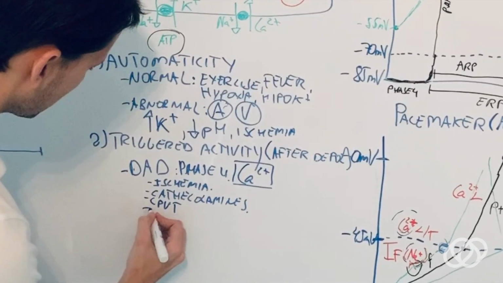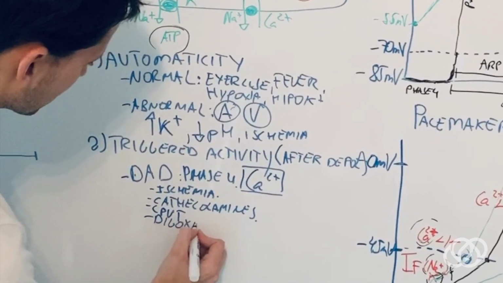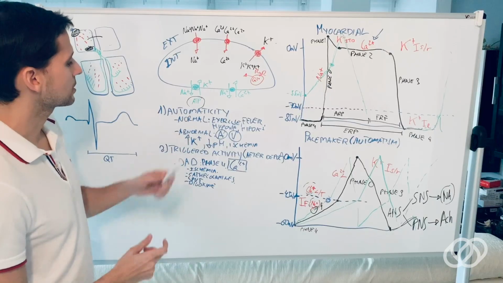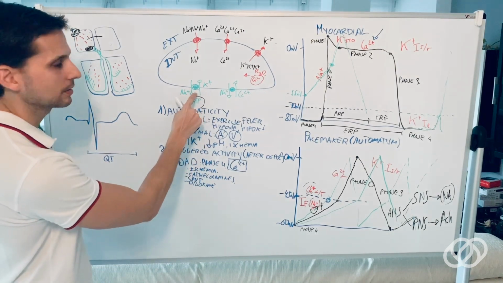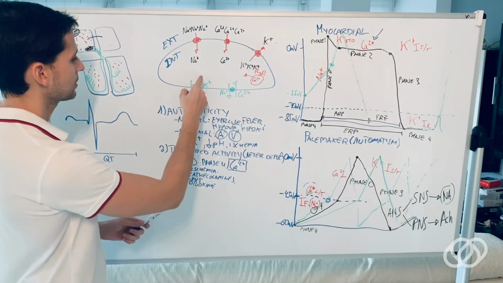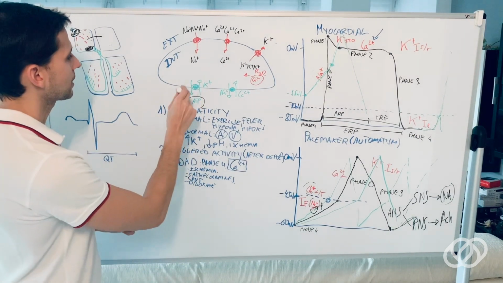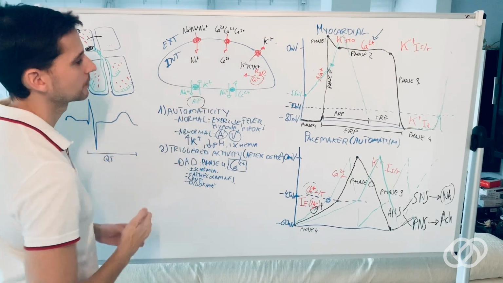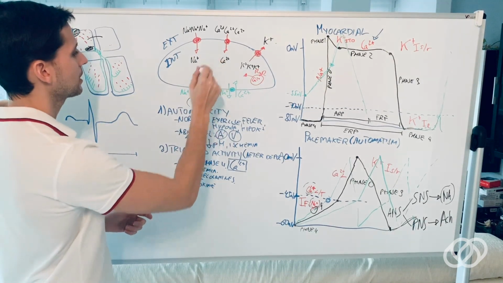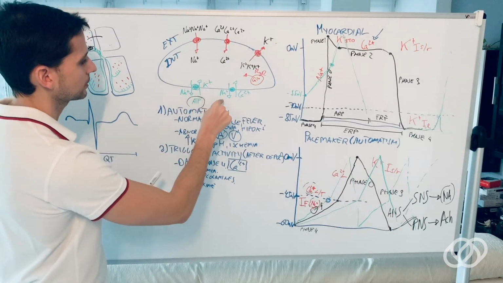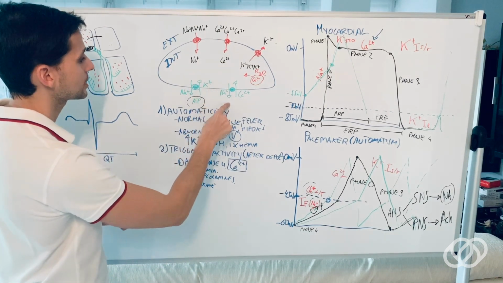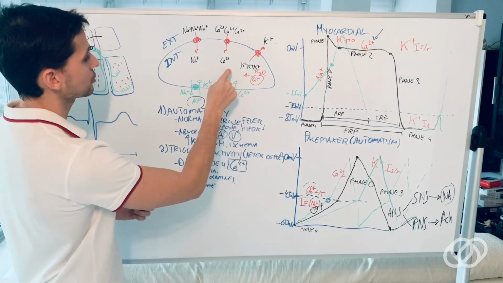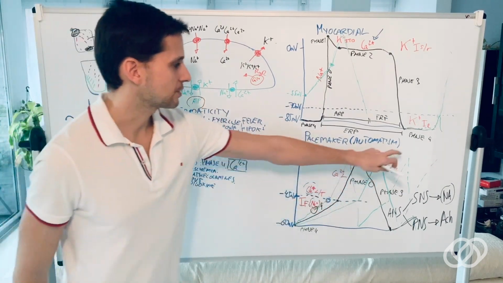And finally, another is digoxin. Digoxin, as you may know, usually blocks this ATP pump. And when it blocks the ATP pump, it means that a lot of sodium will accumulate, will be stored inside the cell. And because there is a lot of sodium inside, it will be exchanged with calcium by this exchanger. So in the end, a lot of calcium will enter here during phase 4.